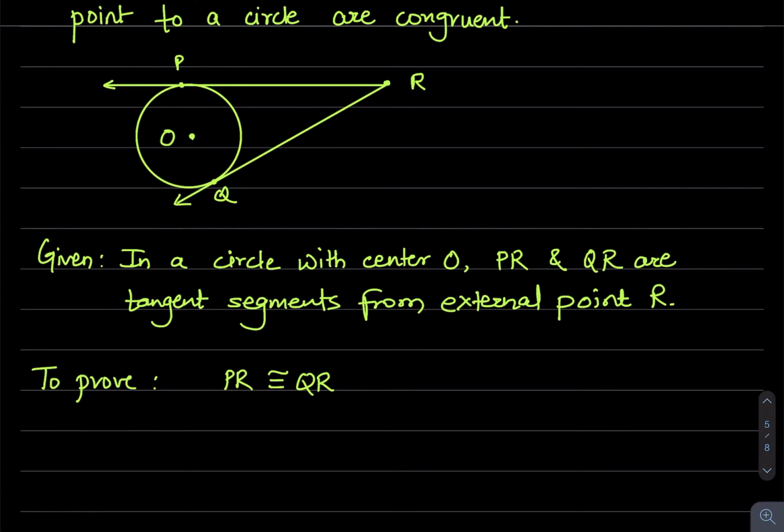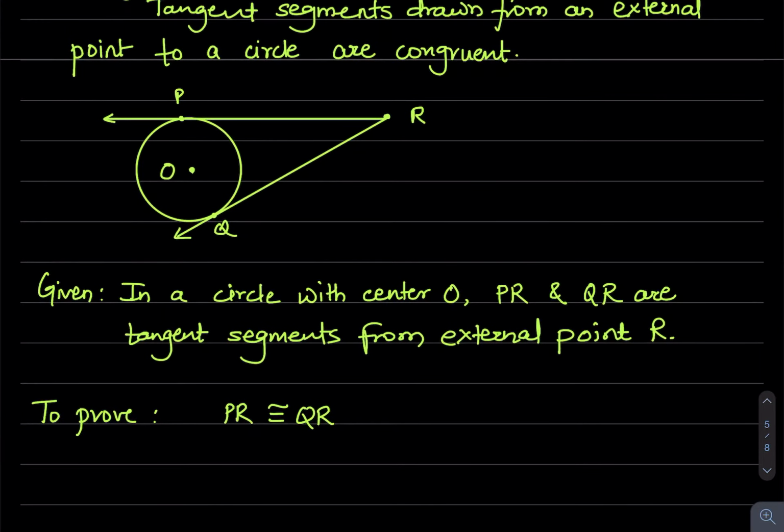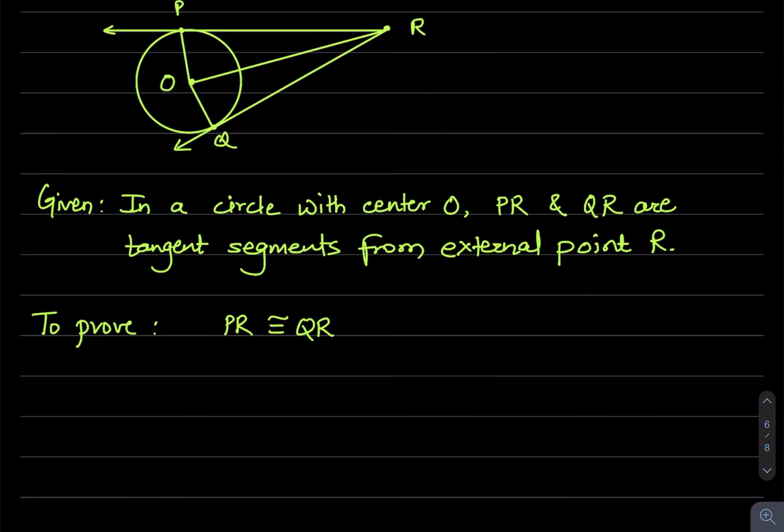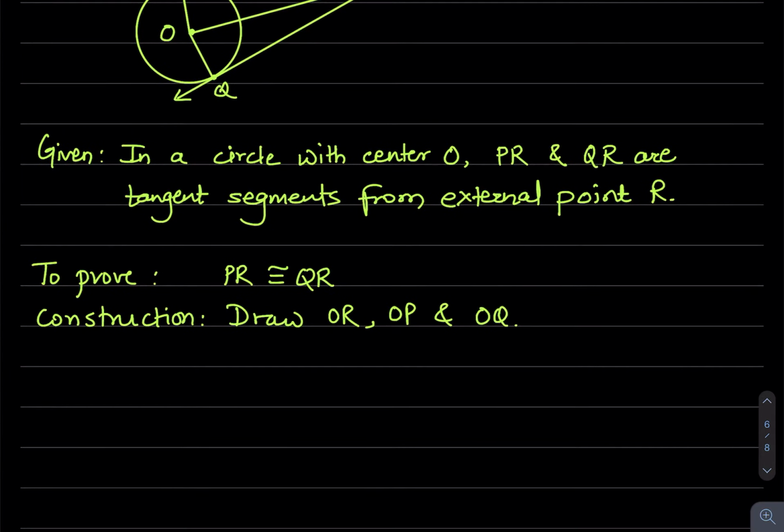Now to prove this PR and QR are congruent, this diagram is not enough, so I will draw here OR and OP and OQ. So I will write here in construction: draw OR, OP and OQ.